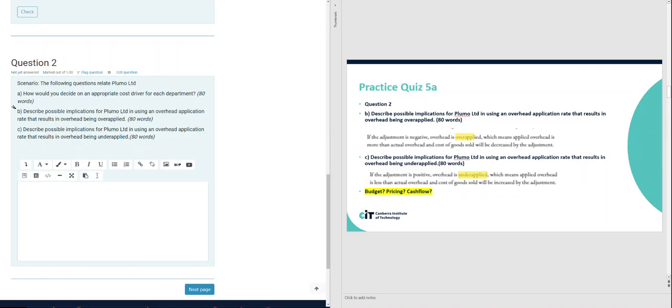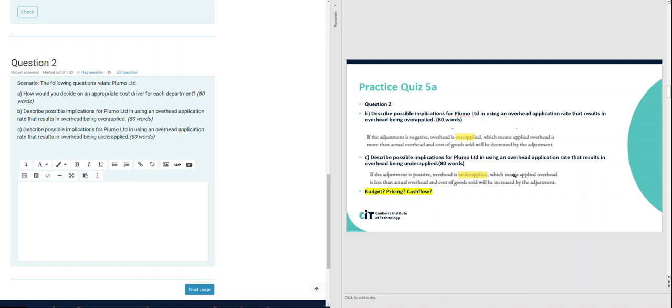Now, question 2B: describe possible implications of overhead application that is over applied. C is under applied. Basically we need to understand the concept of over application and under application. I have captured the screen from the textbook to explain what is over applied. Over applied means that you've applied overhead that is more than the actual cost incurred.